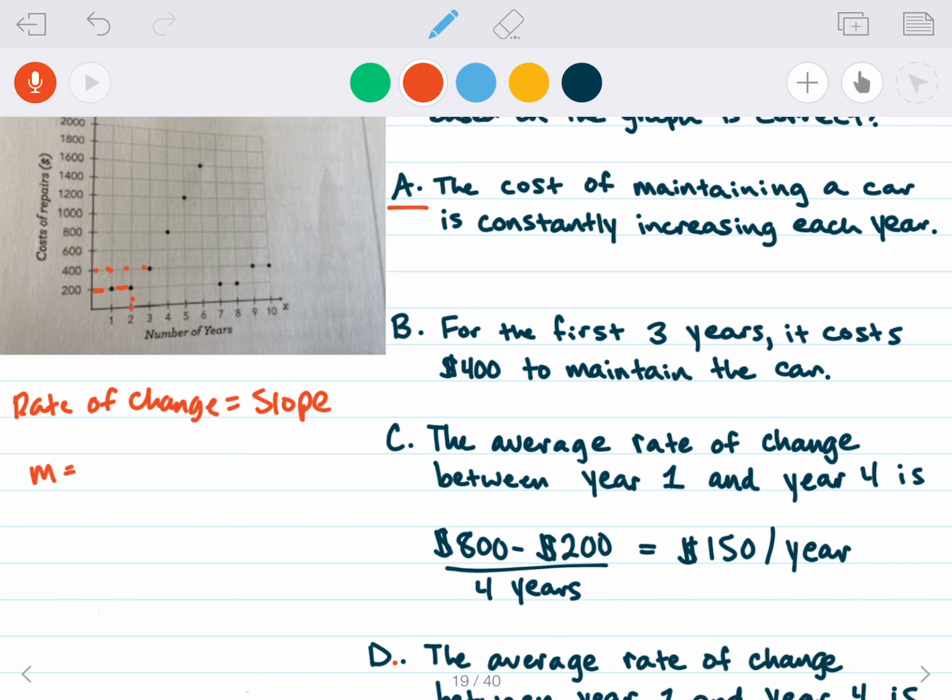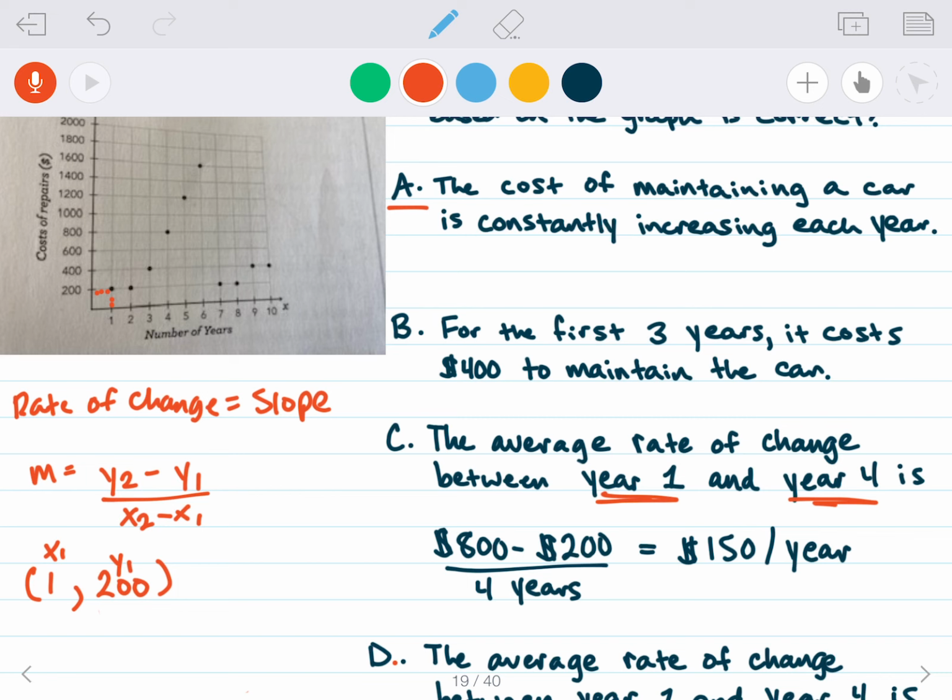And remember, our slope formula is y2 minus y1 all divided by x2 minus x1. So let's figure out what our points are for year 1 and year 4. Year 1, since the number of years is on the x-axis, 1 is going to be our first x value. We'll call it x1. And then what's the height associated with it? Well, the height associated with year 1 is 200, so that's our y1. And you could have picked the other point with 4 as x1, y1, but I'm just using this one.